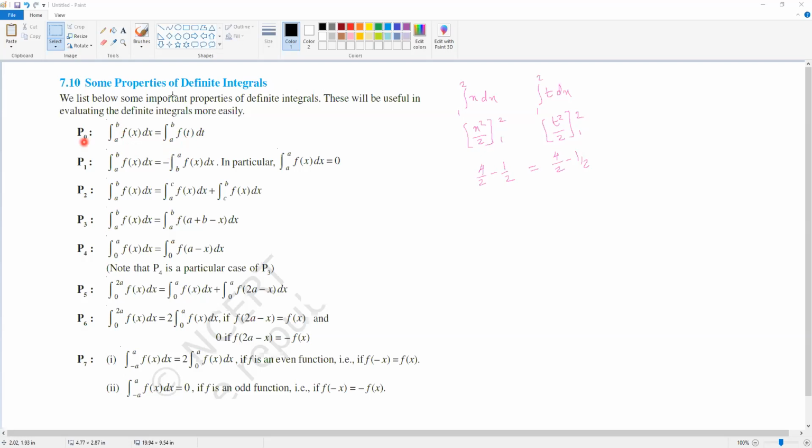For all the properties, the proof is given in the textbook. You can go through that. But I just want to explain the properties. We need to know what the property says.